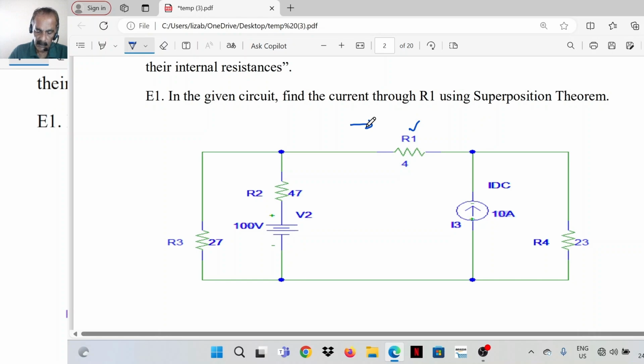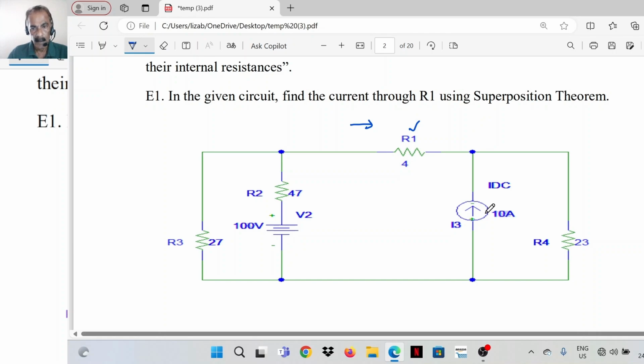Then after replacing, so first consider the 100-volt source, replace the 10-ampere current source with its internal resistance. It's a current source, internal resistance, let's take it as infinity. That is an open circuit. That is, replace the current source with an open circuit. That means remove the current source from the circuit itself. That means consider only the 100-volt source and find the current through the element R1. Say we are getting some value of current through resistance R1, say from node 1 to node 2.